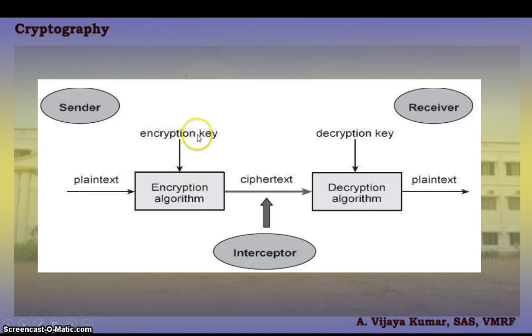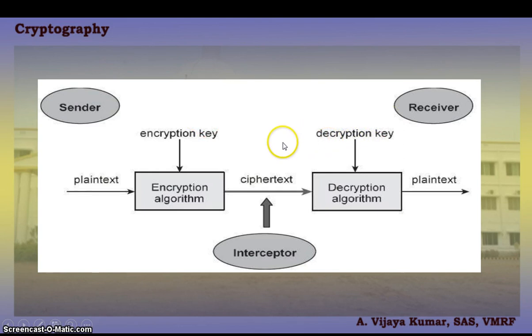That key is called the encryption key, which converts the plain text into the ciphertext. In the same way, on the receiver side, the ciphertext is converted into the plain text with the help of a key called the decryption key. The decryption algorithm uses the decryption key. In some cases, the encryption key and decryption key are the same.